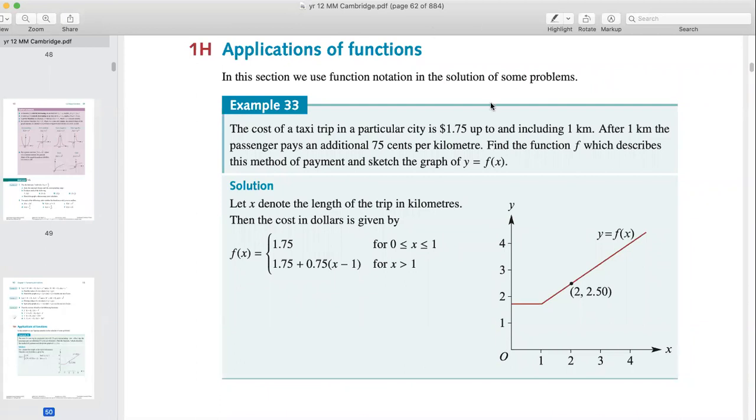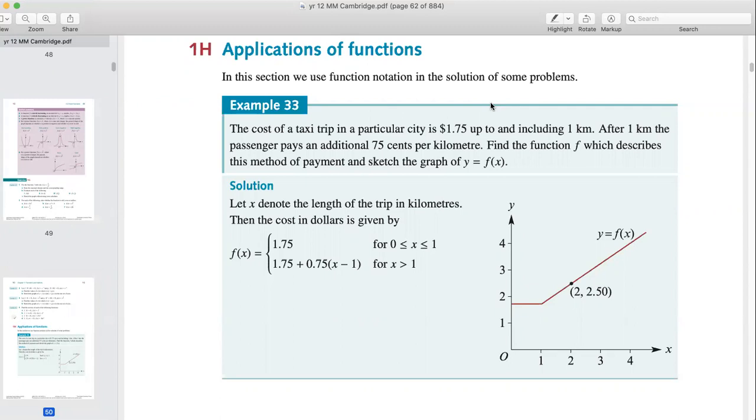So we look at the last session, which is application of functions. This part is pretty important because it gives you the idea of how to link what we learned to real life, okay? And this is also important because for the SAC, your questions are essentially all about application. So the knowledge you learn is applied to real life situations.